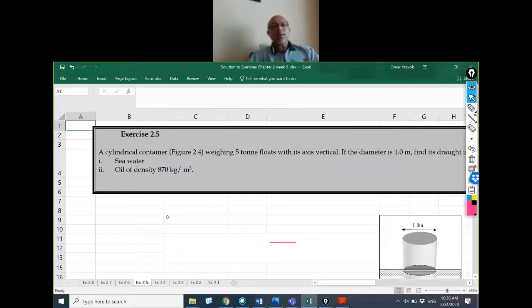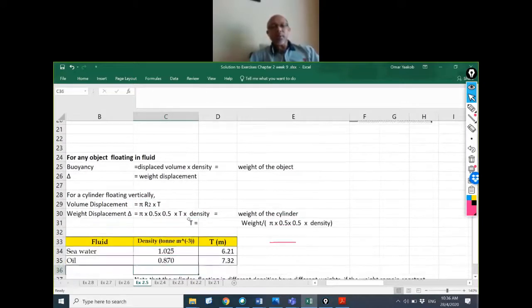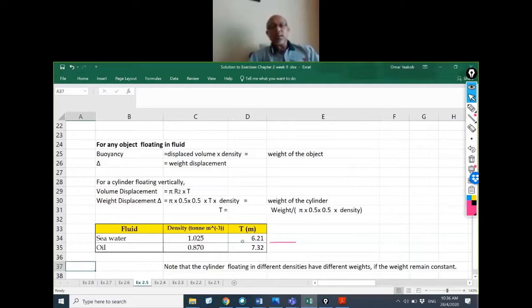But the thing is, seawater and oil. So we see that the same object, same weight. If it is in seawater, the draft is 6.21. Well, if it is in oil, the draft is 7.32. Same weight, same cylinder, because of the low density of oil. So you put this inside oil, then it sinks deeper because you need more displaced oil to support the same weight. So note that the cylinder is floating differently at different weights.